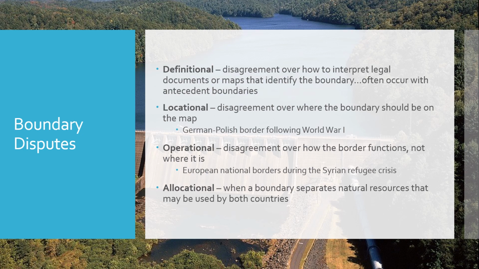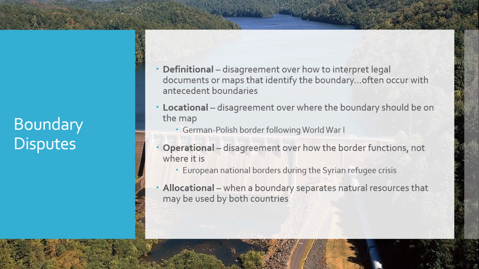An operational boundary dispute. Disagreeing how the border should function, not where it is. We're good with that, but how should it function? And a good example here is European national borders during the Syrian refugee crisis. Should those borders be operated in a sense that shut out all refugees? Should they allow them in? You could also talk about North and South Korea. How should that border function? Should there be travel into the country? Should there be travel out of the country, particularly out of North Korea?